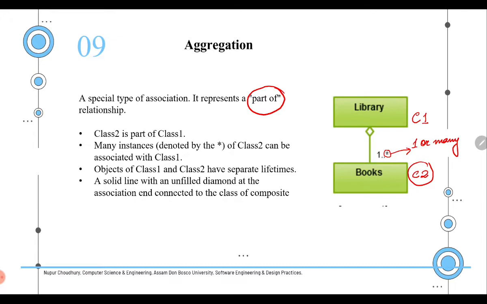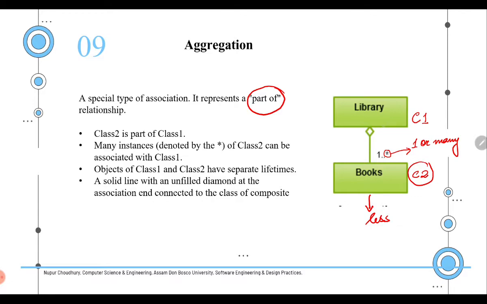So objects of class 1 and class 2, both of them have separate lifetimes. For example, the lifetime of a book is comparatively lesser in comparison to the lifetime of the library, because if one book is missing from the library, it does not mean that the library will collapse or will not exist. Now a solid line with an unfilled diamond at the association end connected to the class of composite.